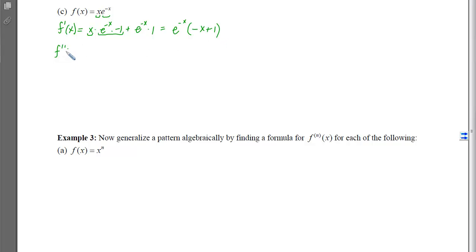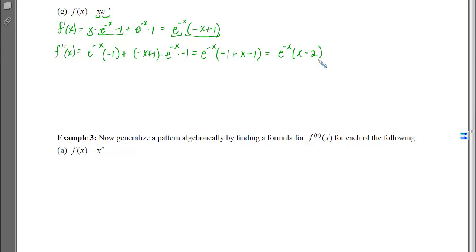Now if I do the next derivative, I'm going to do the product rule here. So I'll have the first one times the derivative of the second plus the second times the derivative of the first. Again, if I factor out the e to the negative x, we can see that I'll have a negative 1 plus a negative 1 times a negative x is an x, and a negative 1 times a 1 is a negative 1. So I end up with an e to the negative x times an x minus a 2.